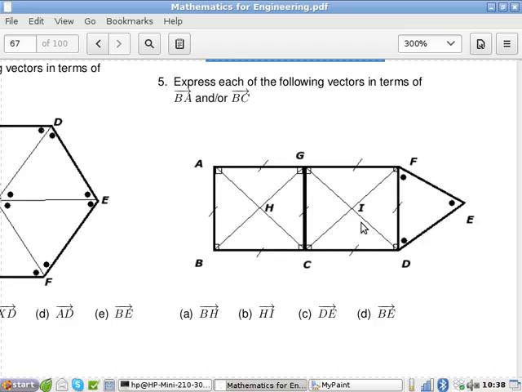What is HI? AB, I think it's BC. HI is the same as BC. Yes.